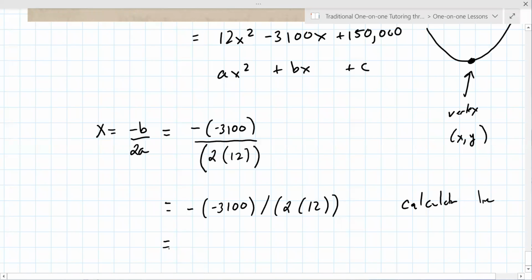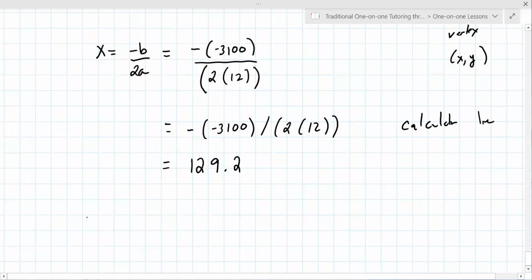What do you have for that? Let me enter it again. 129.16. Let's go 129.2. Okay. Now, how would you find the y value of the vertex?